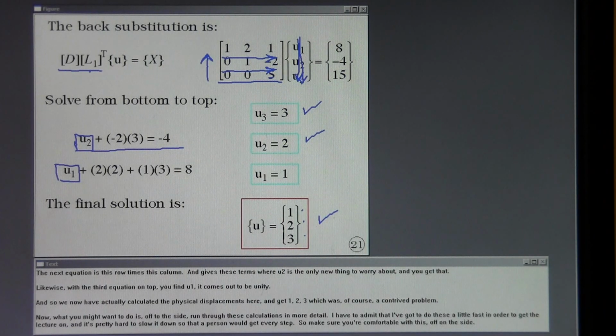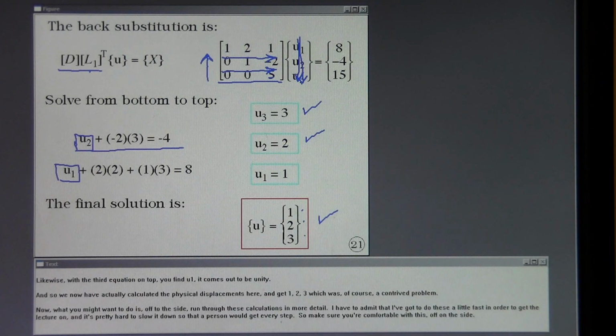Now, what you might want to do is off to the side, run through these calculations in more detail. I have to admit that I've got to do these a little fast in order to get the lecture on, and it's pretty hard to slow it down so that a person would get every step. So make sure you're comfortable with this off on the side.